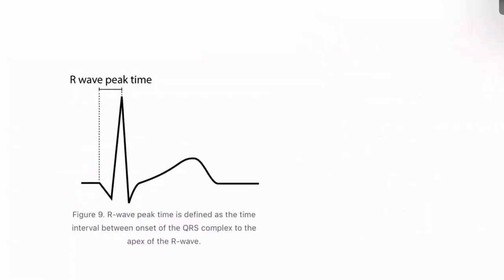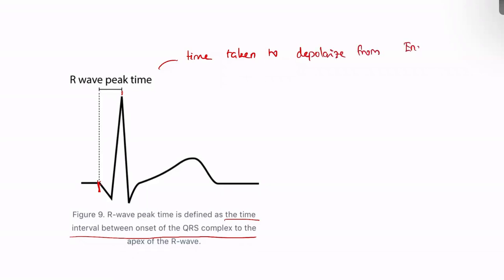Okay, another term is the R wave peak time. It might be strange to some new learners. The R wave peak time is the time interval between the onset of the QRS complex and the peak of the R wave. So we use R wave peak time instead of saying QRS to peak of R. Actually, it represents the time taken to depolarize from endocardium to epicardium.